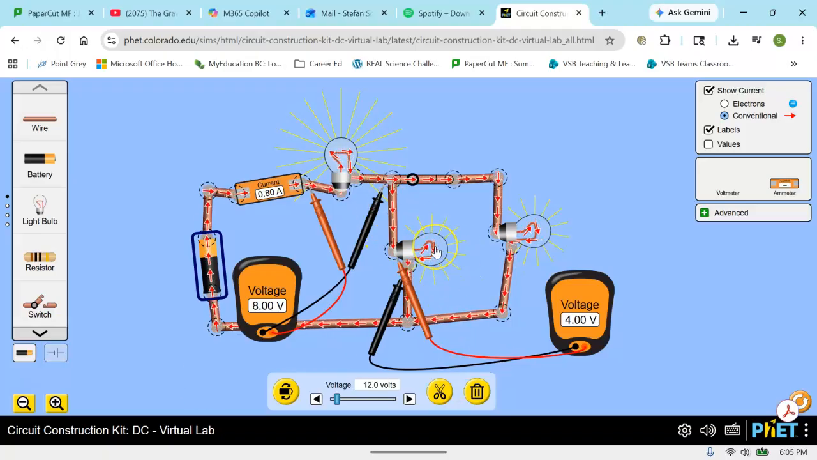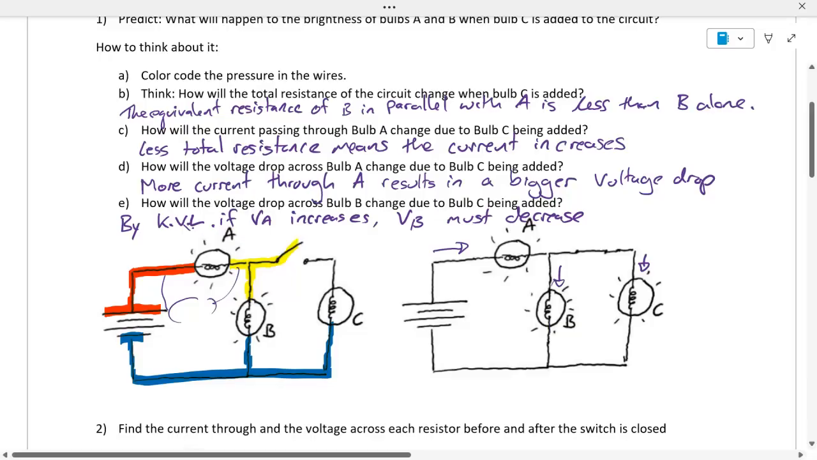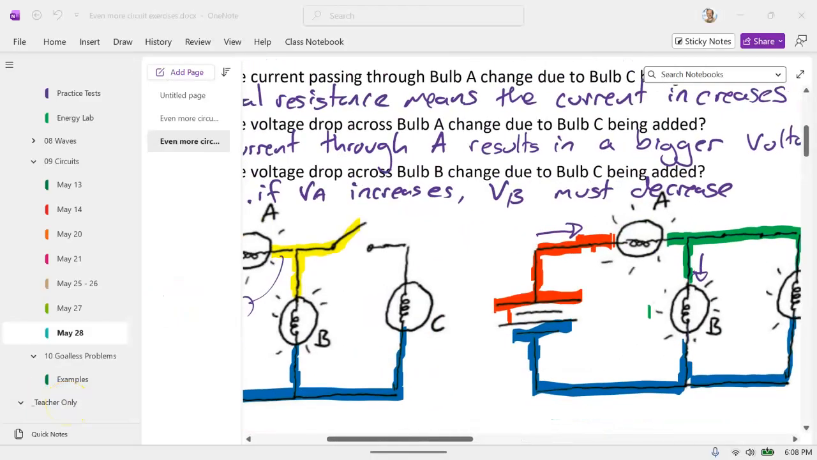That's why bulb B gets dimmer and bulb A gets brighter when the switch is closed. By Kirchhoff's voltage law, if the voltage drop across A, VA, increases, VB must decrease. Okay, I'm going to color code this second circuit so that we can see the pressure in the wires. You could see that when the switch is closed, because there's a bigger voltage drop across A, we go from red to green instead of red to yellow. And then there's a smaller drop across B, green to blue. Bulb A gets brighter and bulb B gets dimmer when the switch is closed.